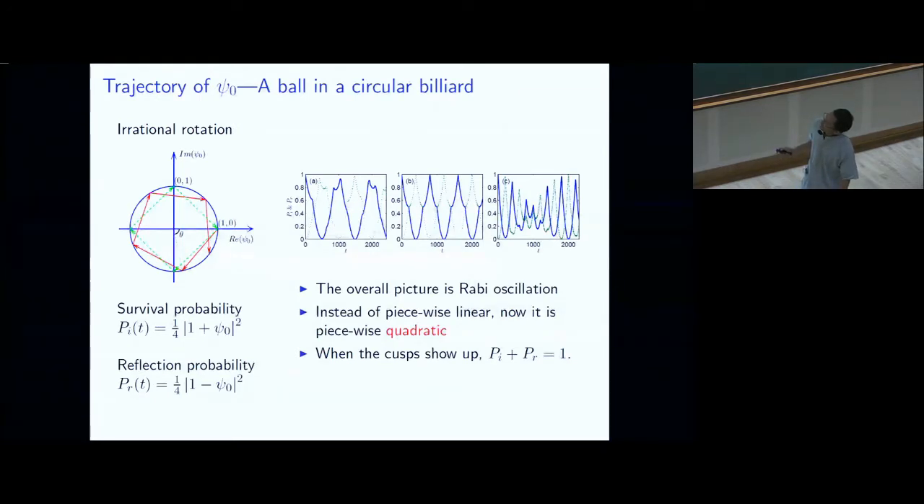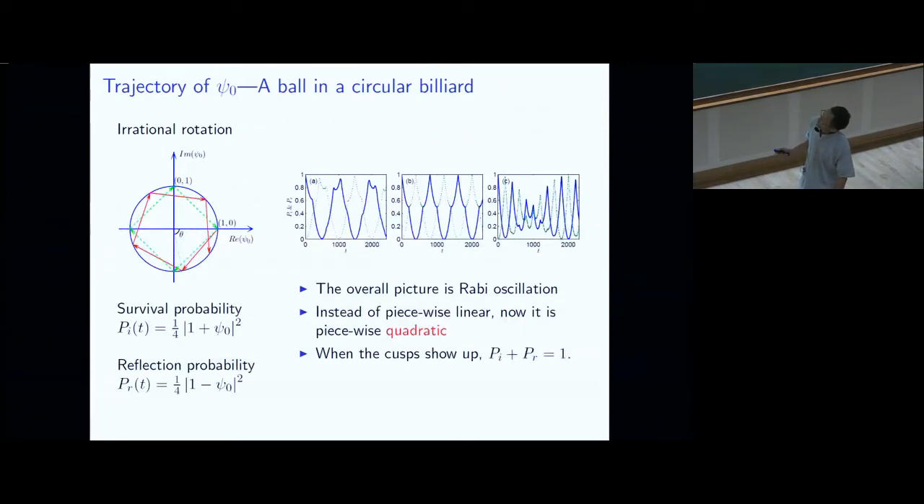And then it goes uniformly along this straight line. When it hits the unit circle, it is reflected again. And the whole process just repeats.